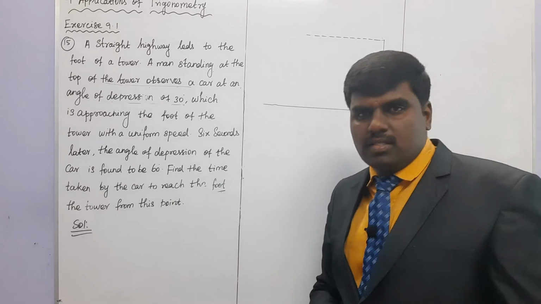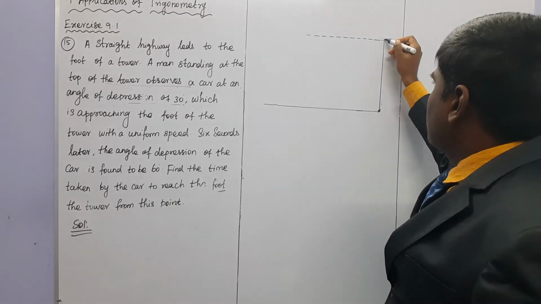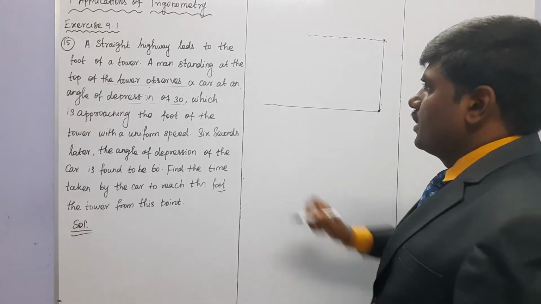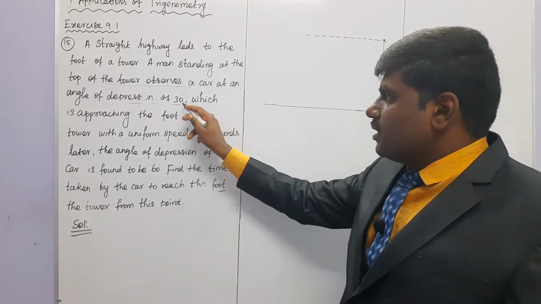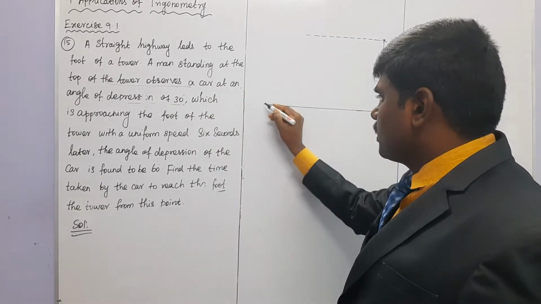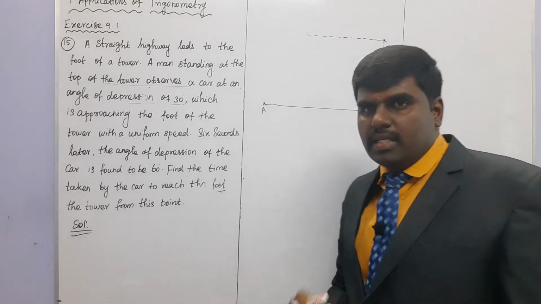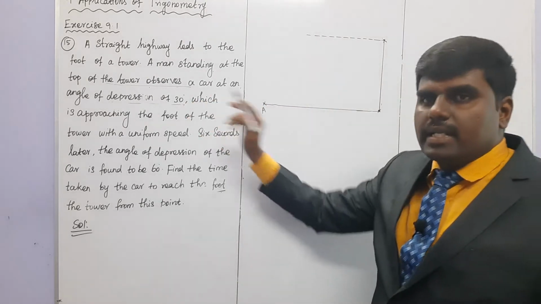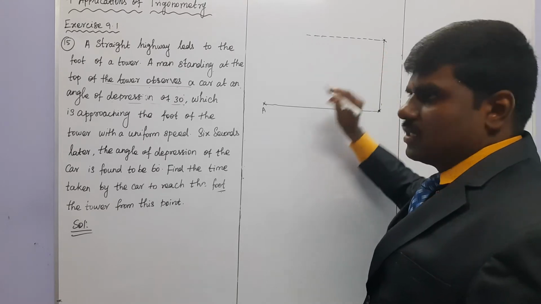What's the meaning? Sir, the question means a man is standing at the top of the tower. He observes the angle of depression of the car as 30 degrees. So here one car is at A. I choose the initial position of the car as A. He observed the angle of depression is 30 degrees, so I draw a straight horizontal line.